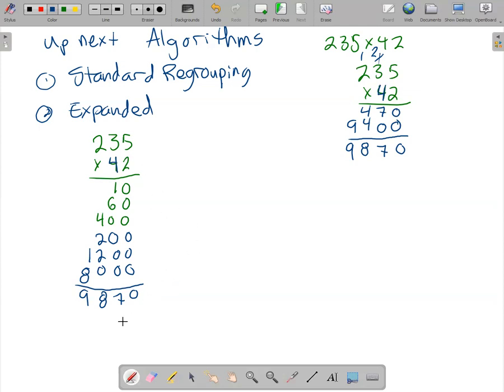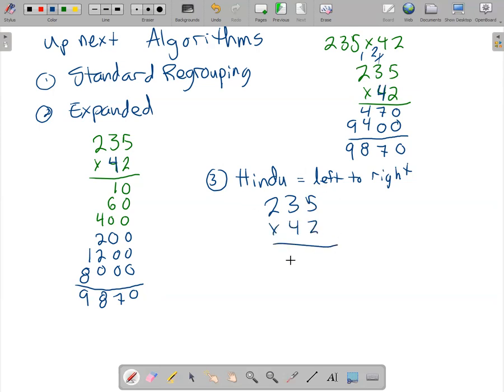All right, some other algorithms. Do you remember the left to right addition we did? Well, those countries also do multiplication that way, so let's give it a try. So model algorithm number 3, we'll do Hindu. And Hindu is left to right. So 235 times 42. And they usually start at the top also.